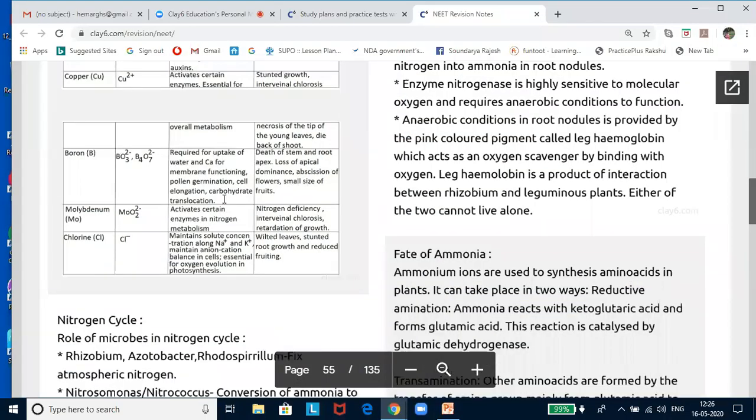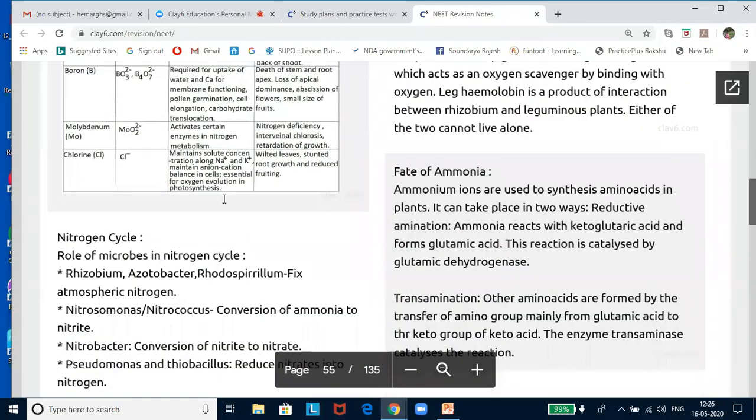Now let us look into the last element, chlorine. It is absorbed as chloride ions. Its precise role is not well known. However, with sodium and potassium, it helps in determining the solute concentration and anion cation balance in the cells. It plays an important role in photosynthesis and it takes part in the water splitting reaction, thus releasing oxygen.